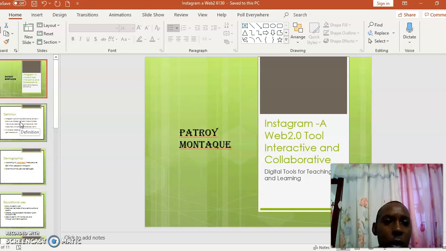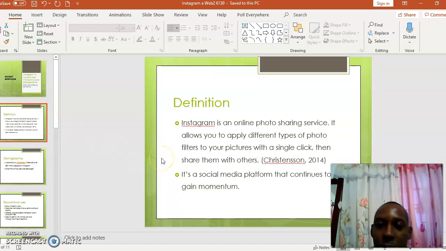Now, what is Instagram? According to Christensen 2014, Instagram is an online photo sharing service which is available on a social media platform that continues to gain momentum. It allows you to apply different types of photo filters to your pictures with a single click, then share them with others.